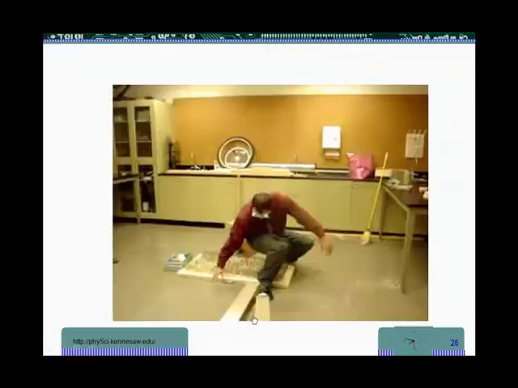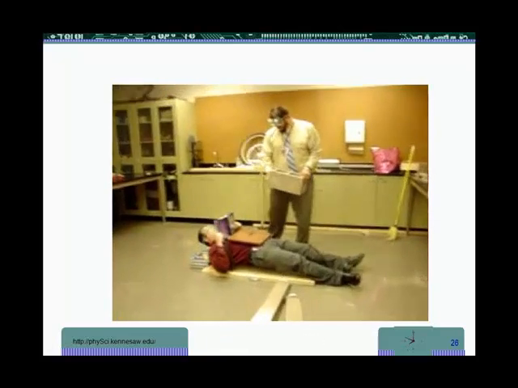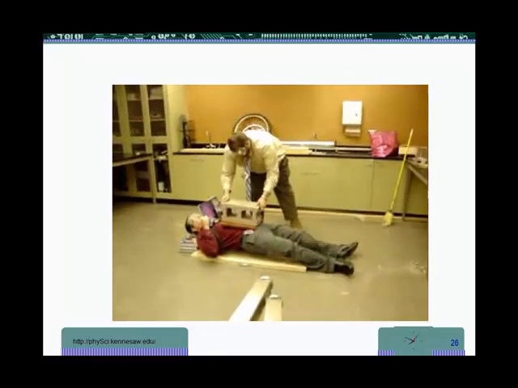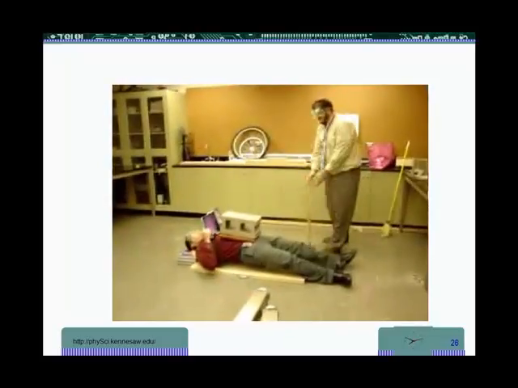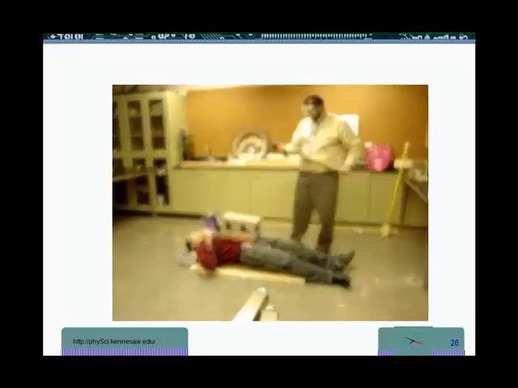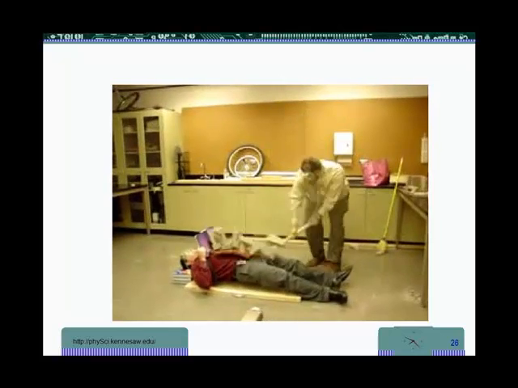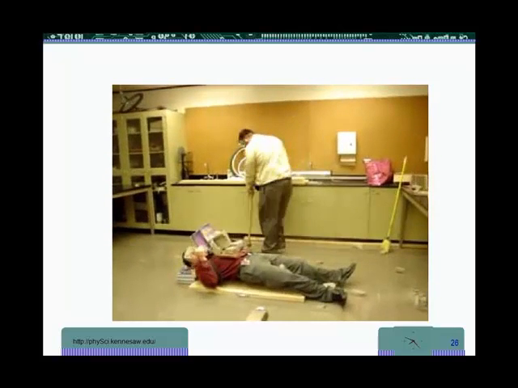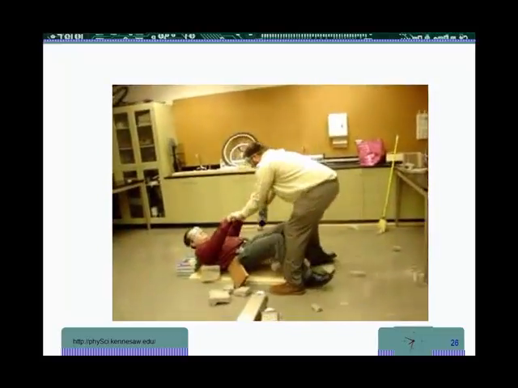Okay, this is another illustration of that. We have here a bed of nails, and this gentleman is going to sit on it. They are going to put a concrete block on top of him, and they are going to get a sledgehammer and break that concrete block. Okay. Now, never allow someone to do this kind of experiment with you.